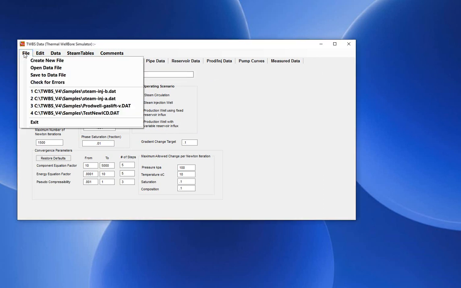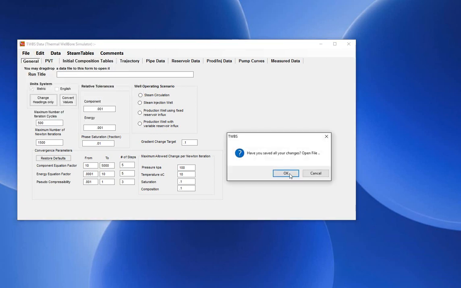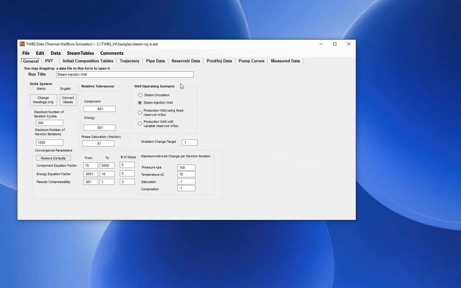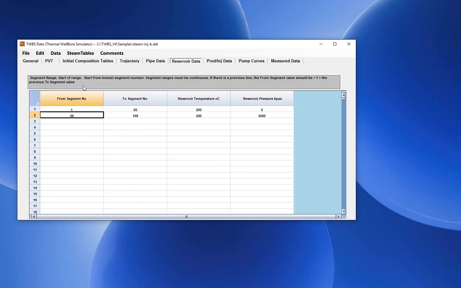If I open up a data file for a steam injection scenario and look at the Reservoir Data Tab, we will see a range of segments from 2, a reservoir temperature for the range, and a reservoir pressure for the range. So typically we would have a reservoir temperature for the entire range, for both the riser section and the horizontal section of this well, and then in the sections of pipe where there is perforation or could be perforation, we must also have the reservoir pressure.